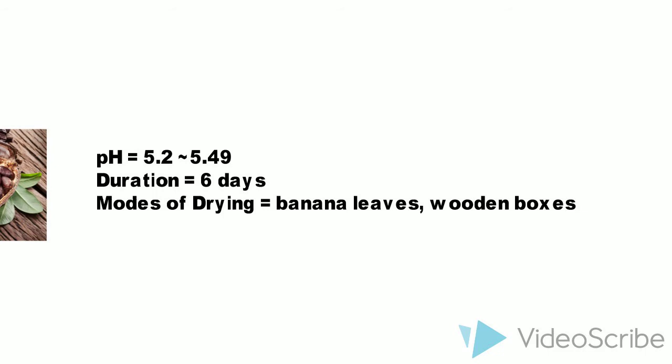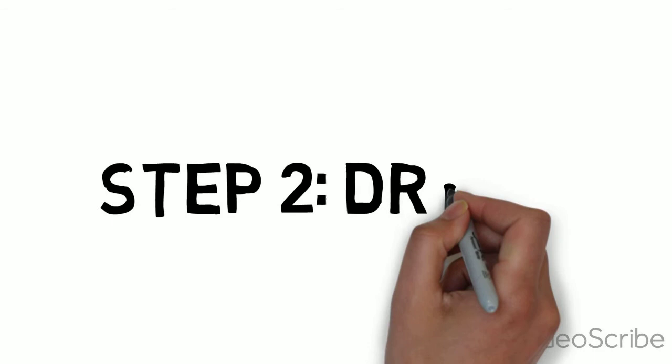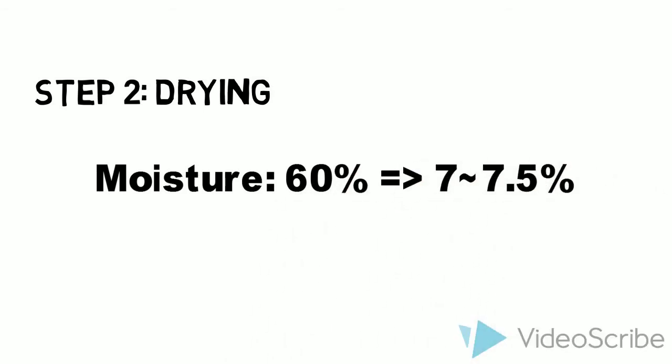The second step in the process is drying. The most important thing is to avoid drying the beans too quickly, as this will cause excessively acidic and bitter nibs. After fermentation, beans contain approximately 60% moisture, and this must be reduced to 7 to 7.5% in order to inhibit mold growth and to preserve the quality of the beans during transportation.